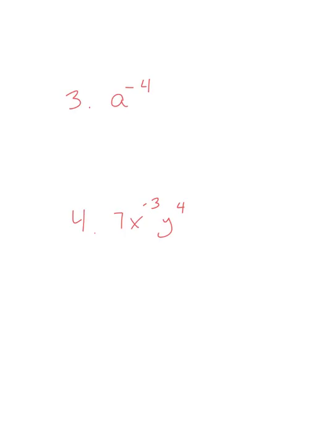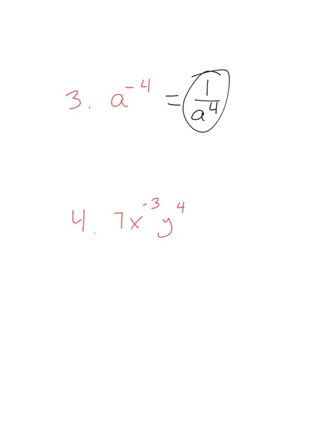We're going to be simplifying a few expressions here. First one, as we see, we have our negative exponent there again. So remember, that's where you got to put it in the denominator here. 1 over a to the fourth. All right? That's our answer.